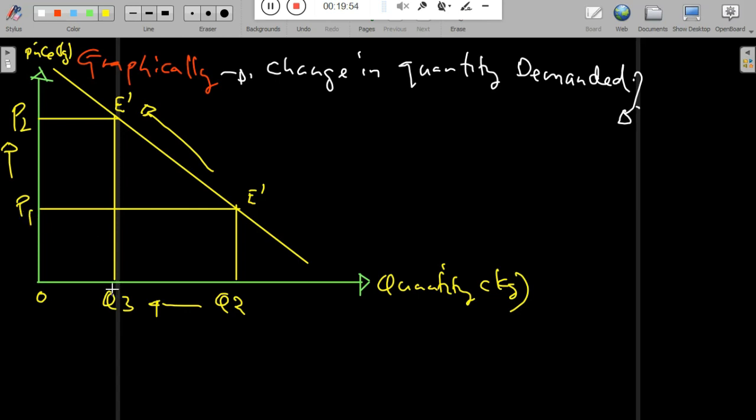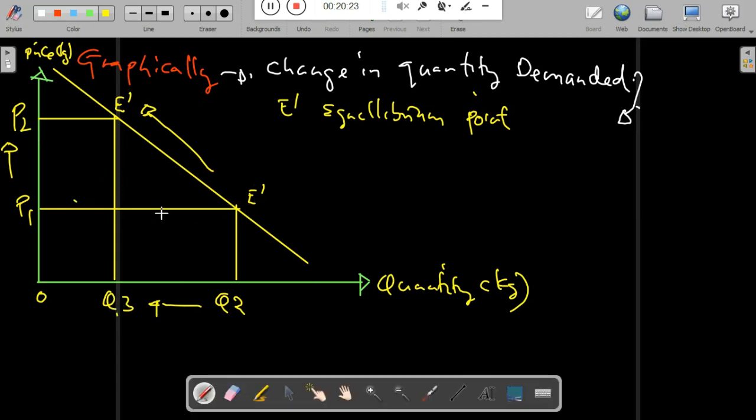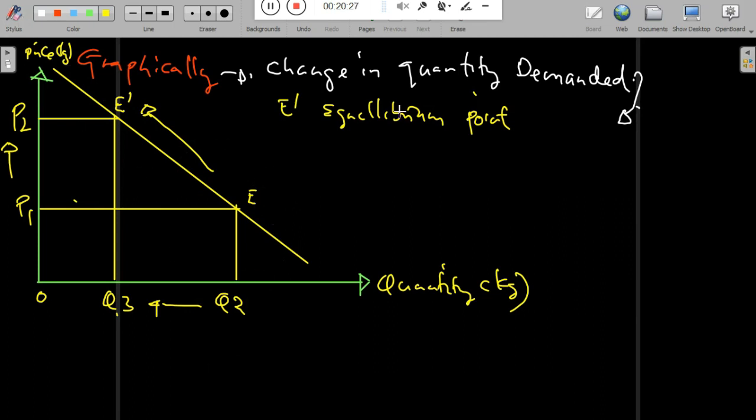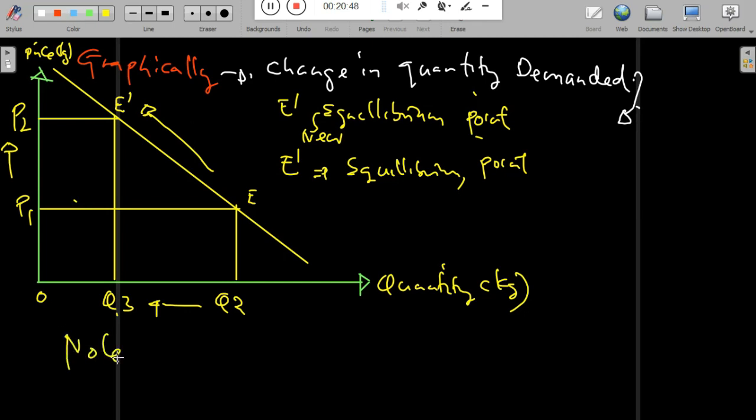So we also have E, which represents the equilibrium level, and the E that does not have an obstacle on the upper side represents the normal equilibrium level. As you can observe, when the price increases from P1 to P2, we expect the quantity demanded to decrease from Q2 to Q3.